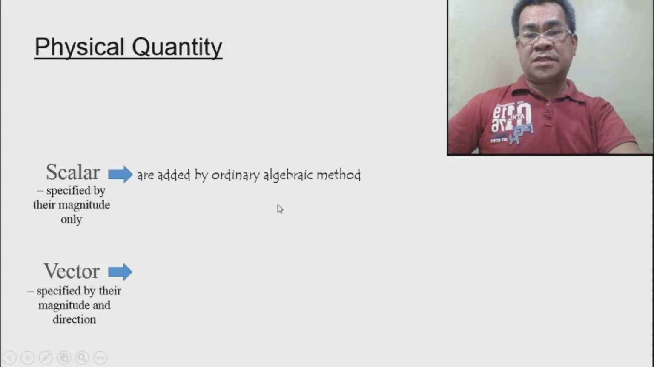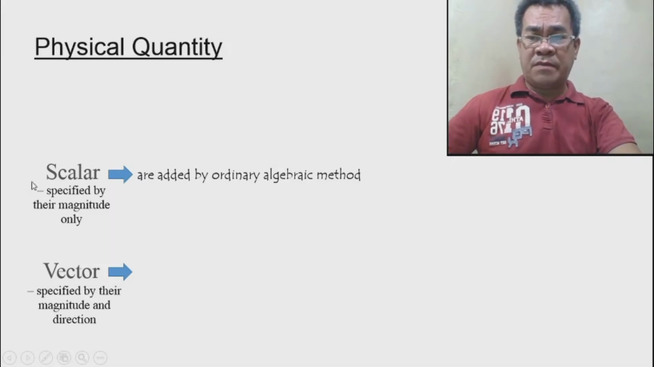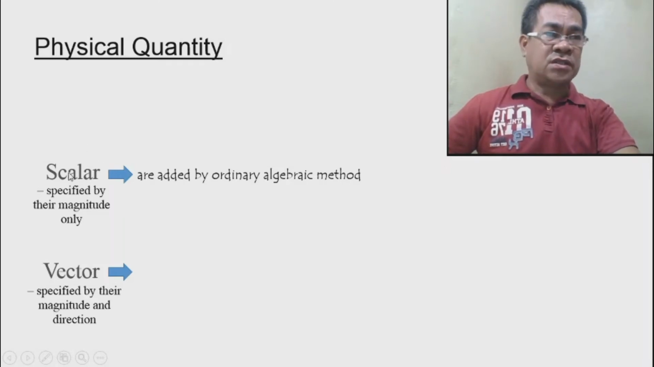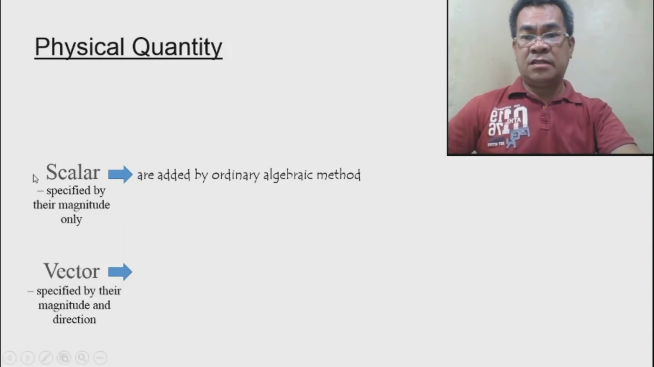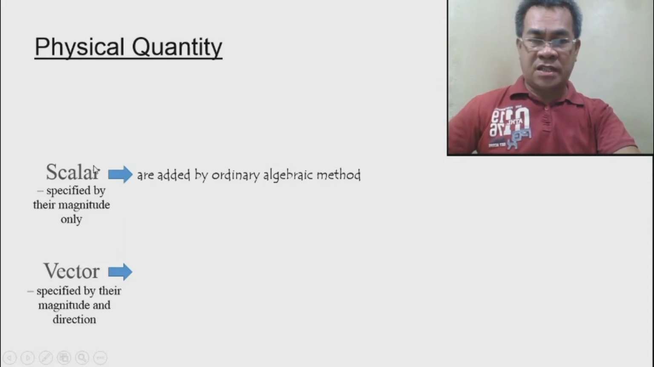Now, here comes the problem. There is no problem as far as scalars are concerned, because in physics we will be combining two or more quantities. For example, length, displacement, forces, we will combine those. So in order to combine, you have to analyze first if it's scalar or vector. If it's scalar, nothing to worry about because we can use the algebraic method: addition, subtraction, multiplication, division. Okay, ordinary. For example, for length, you accumulate all the lengths, then add algebraically.